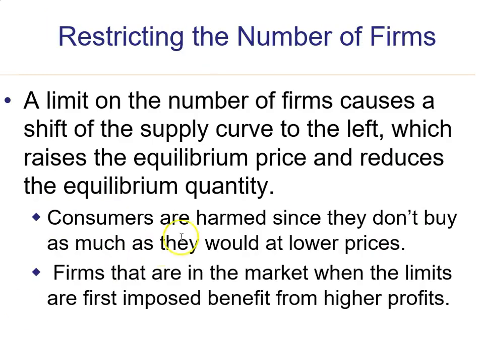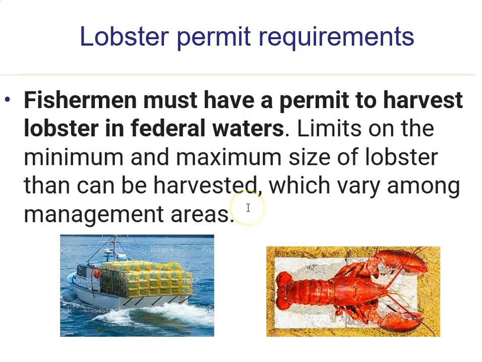And now we're going to discuss a potential scenario where a government restricts the number of firms. The impact of these restrictions, which shifts the supply curve to the left, will cause a higher price and reduced quantity. So consumers are harmed because they don't get as much consumer surplus as they would otherwise, because they don't benefit from those lower prices. And firms benefit. They get a higher profit due to the higher prices due to the output restriction. So let's show you what this would look like, and also provide some examples.